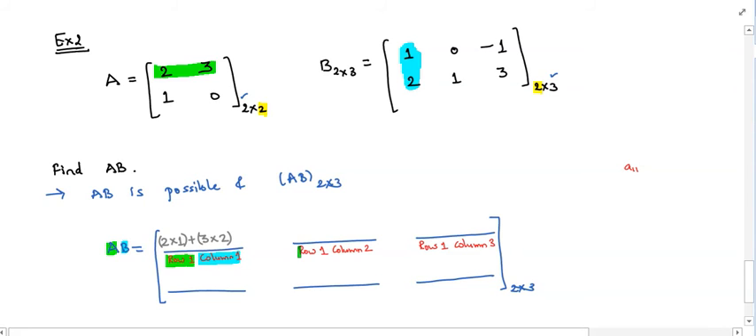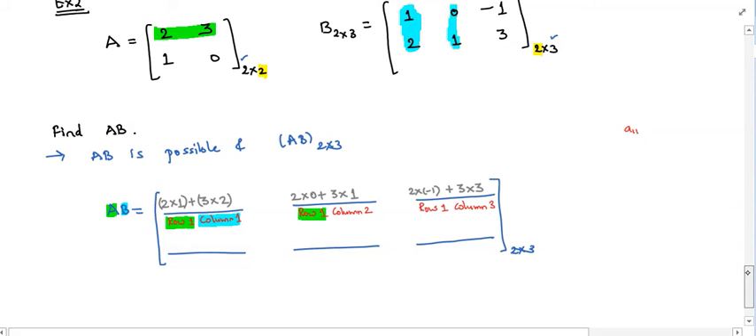Similarly, here it says row 1, so again from matrix A, but from matrix B we take the second column. Row means 2, 3 is fixed, so it will be 2 multiply, but here the column changes. The column now becomes 0, 1. So 2 multiply 0 plus 3 multiply 1. Similarly, when we move to this element, 2, 3 will be the same, and it will use the third column. So it will be 2 multiply minus 1 plus 3 multiply 3.